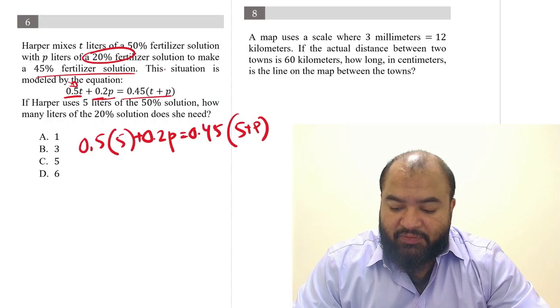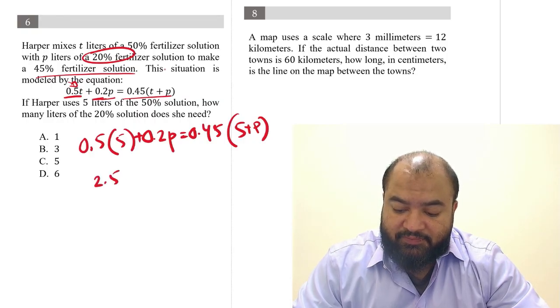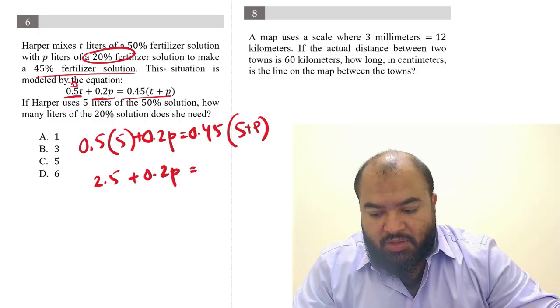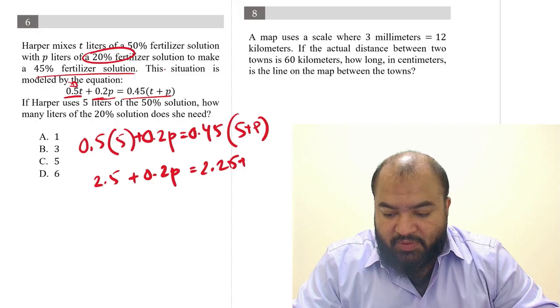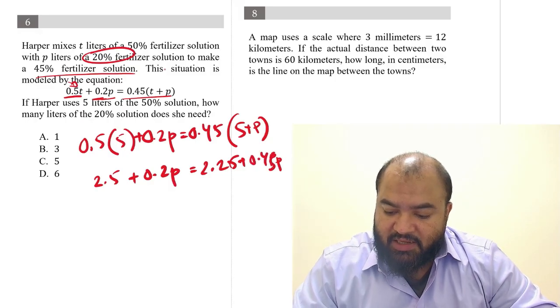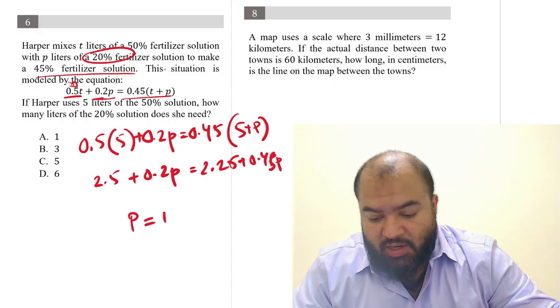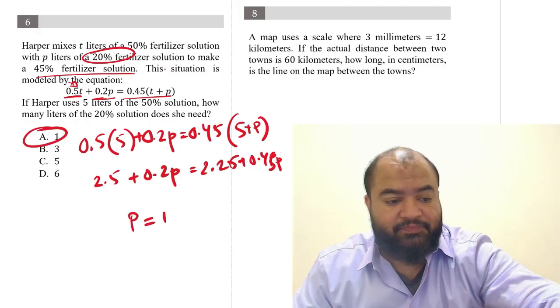So now if you solve it, 0.5 times 5 is 2.5 plus 0.2P equal to 2.25 plus 0.45P. Now if you subtract 0.2P and all this, P is equal to 1 if you solve it. So the answer is 1.